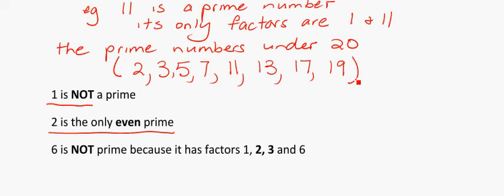Now, why isn't 6 a prime number? Because it's got other factors. It's got 1 and 6, but it also has other numbers that will go into it. So it is not a prime number.